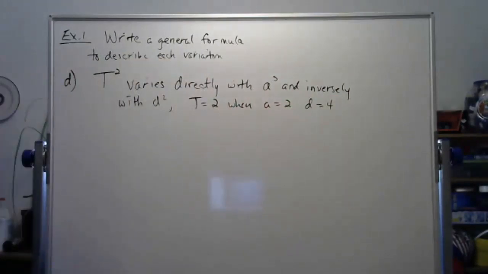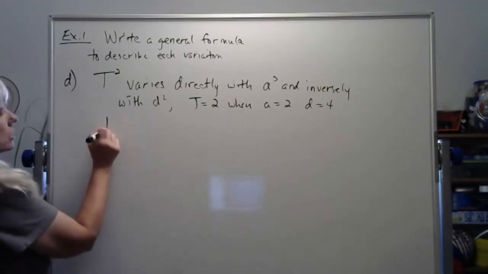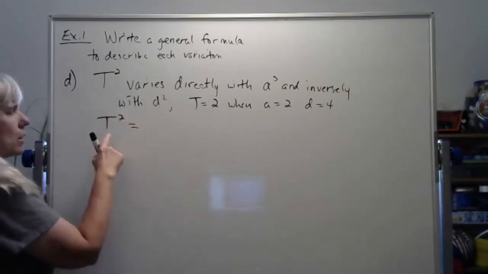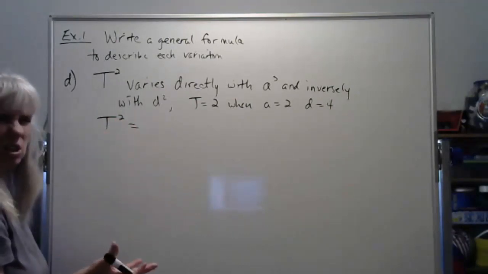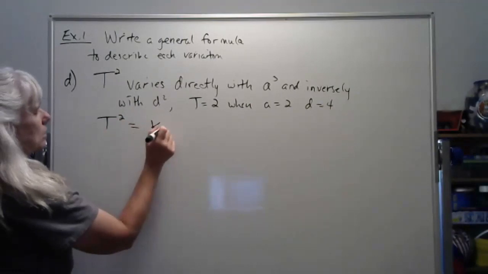Okay, so T varies, the square of T varies directly with the cube of A and inversely with the square of D. Making sure I wrote that correctly. Okay, let's write our equation. So we're going to start off this time with T squared. The reason we did this one is so that we can see that sometimes the left side will have stuff on it too. That's going to be equal to K.